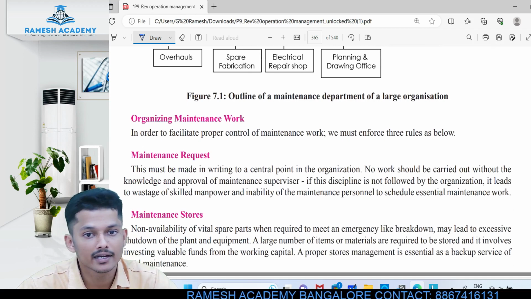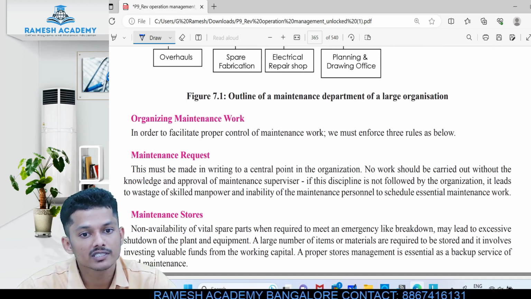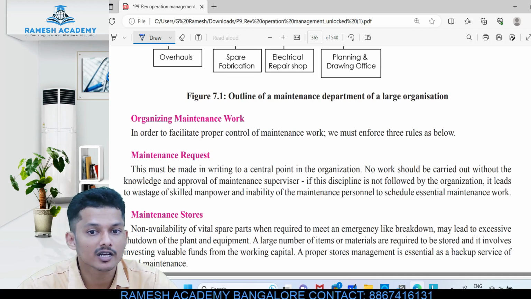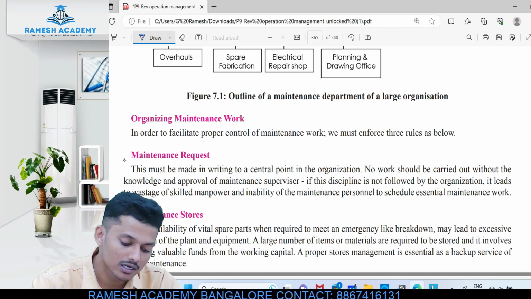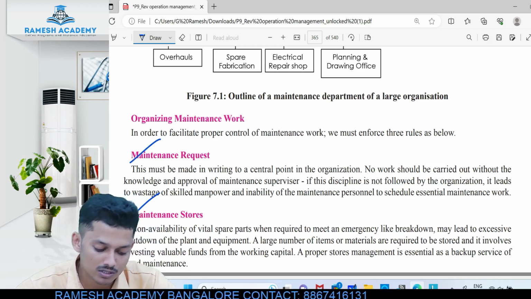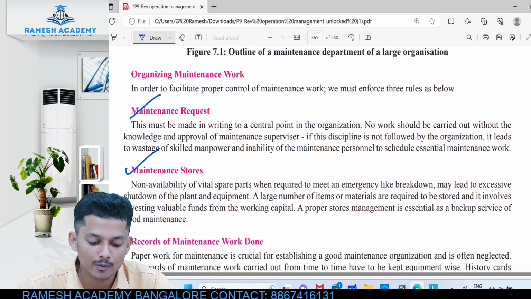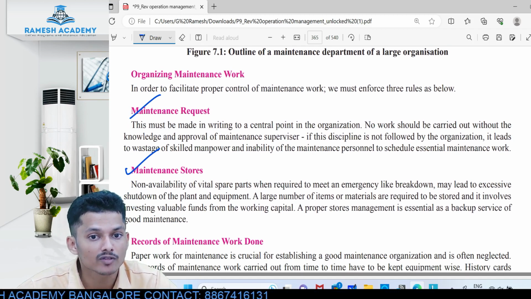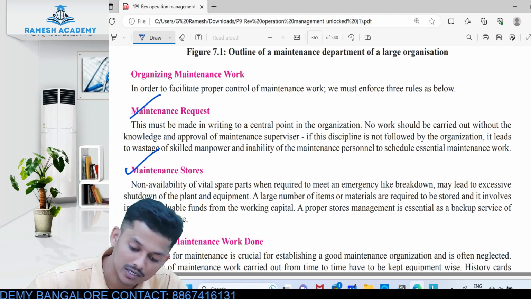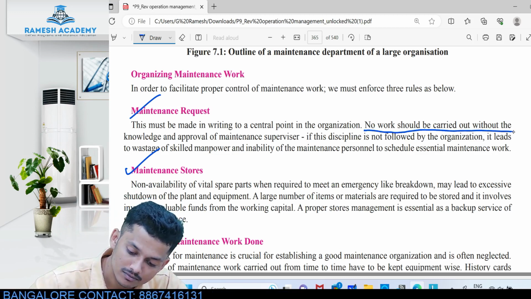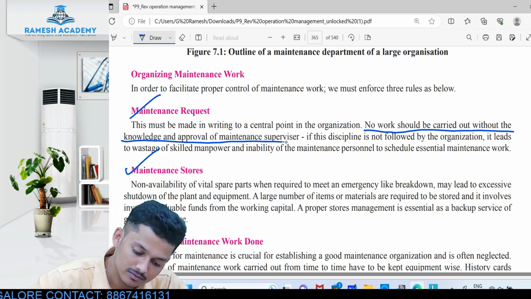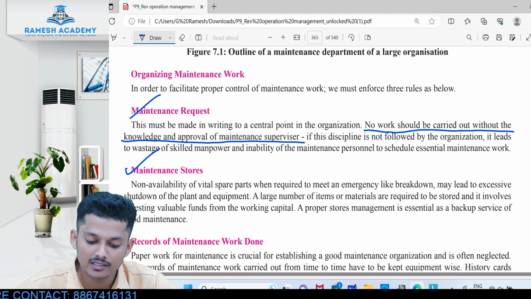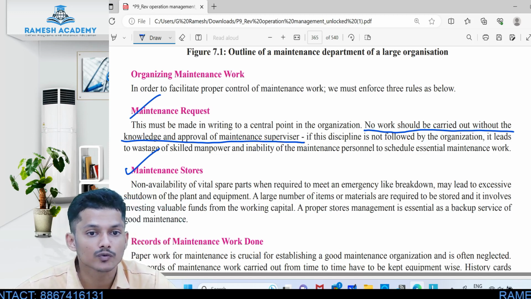Organizing maintenance work. In order to facilitate proper control of maintenance work, we must enforce the rules as below. What are the rules? Maintenance request, maintenance stores. This must be made in writing to a central point in the organization. No work should be carried out without the knowledge and approval of the maintenance supervisor. If this discipline is not followed by the organization, it leads to wastage of skilled manpower and inability of the maintenance personnel to schedule essential maintenance work.